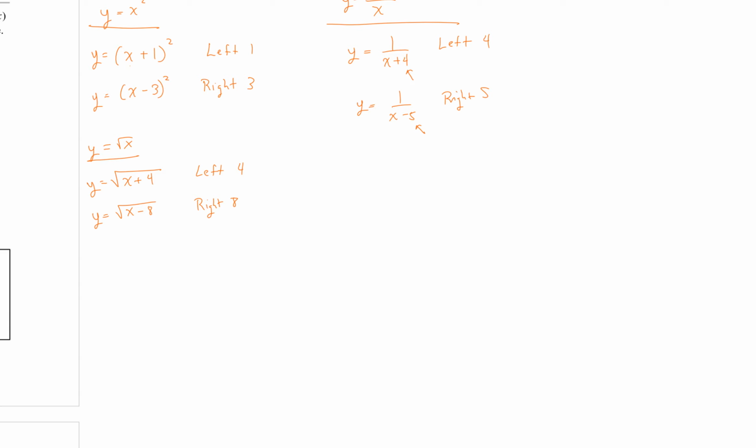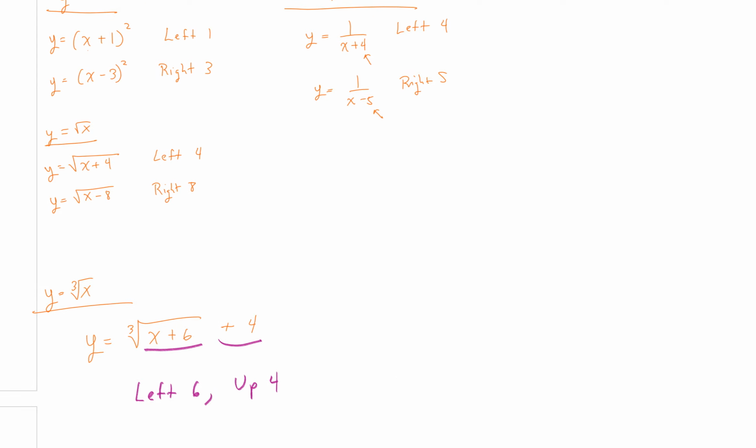Let's do the cube root. Why not? Okay, I'm going to do both. You guys ready? y equals the cube root of x plus 6, plus 4. What's happening here? Well, the plus 6 means it's going left 6, and the plus 4 outside of the equation means it's going up 4. That's how you describe the motion, okay? That this is a shifting transformation.